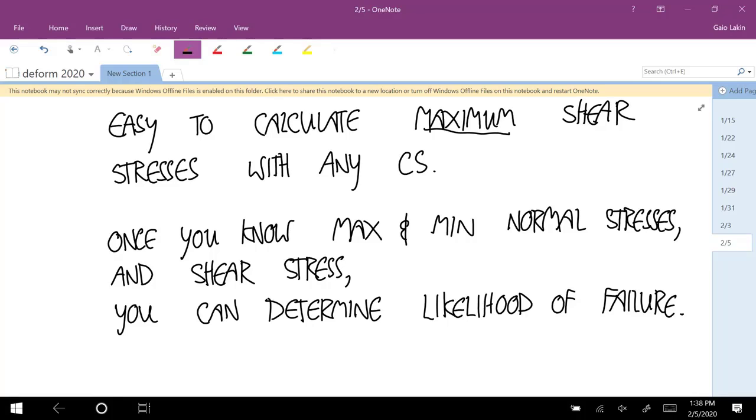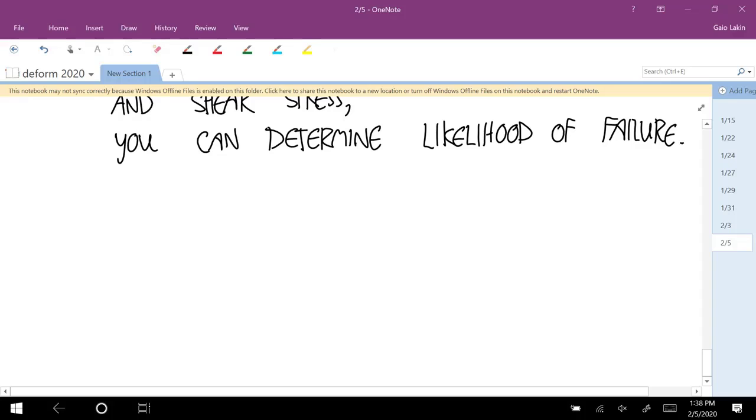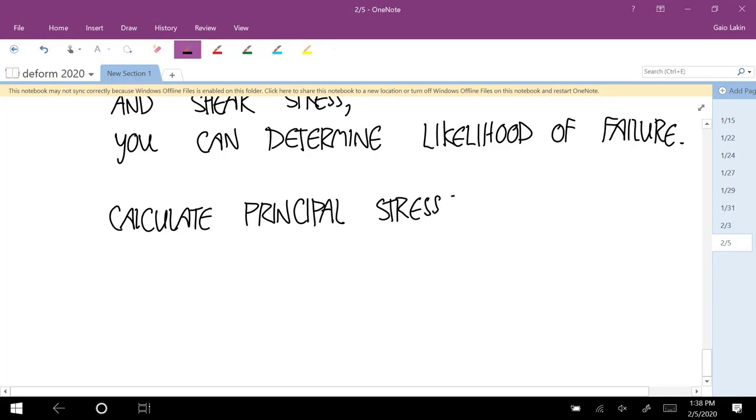Okay, so how are we going to find the principal stresses? And calculating the principal stresses is an eigenvalue eigenvector problem.